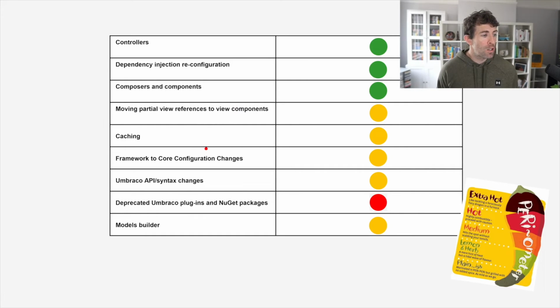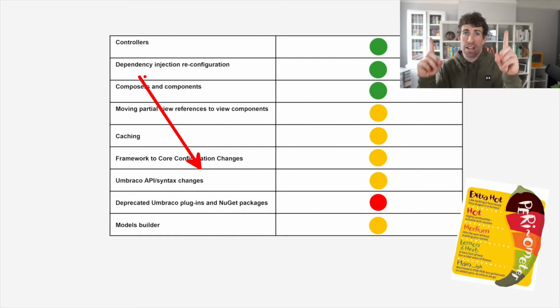Now, there are quite a lot of framework to core configuration changes. So web.config and global.asax are no more. You're going to have to think about how you can move all your event handlers, that kind of stuff, from the old framework into Startup and Program and appsettings.json. A lot of the Umbraco API syntax has changed. So for example, ExamineManager used to be a static class. Now we can access it through an interface. So there are little tweaks like that. I expect you to bump into them.